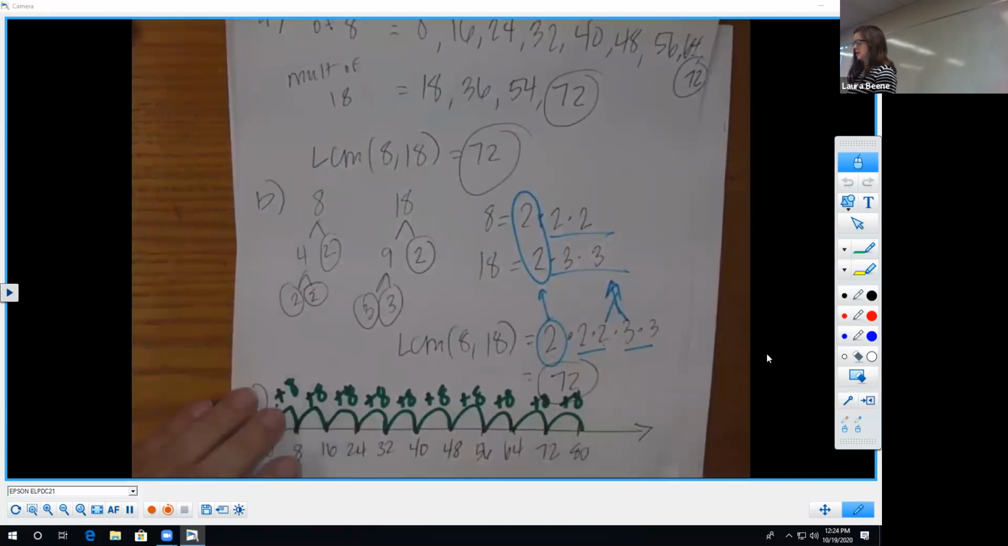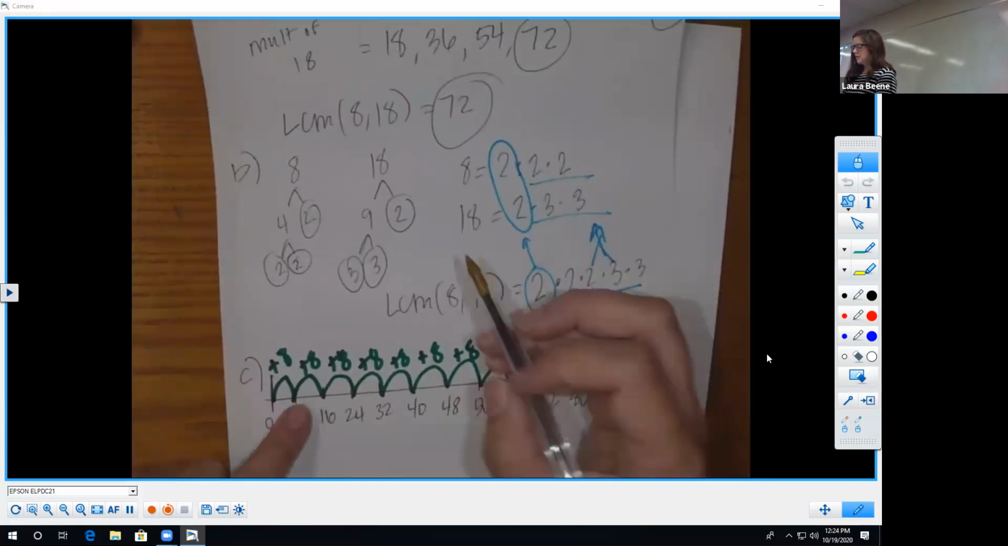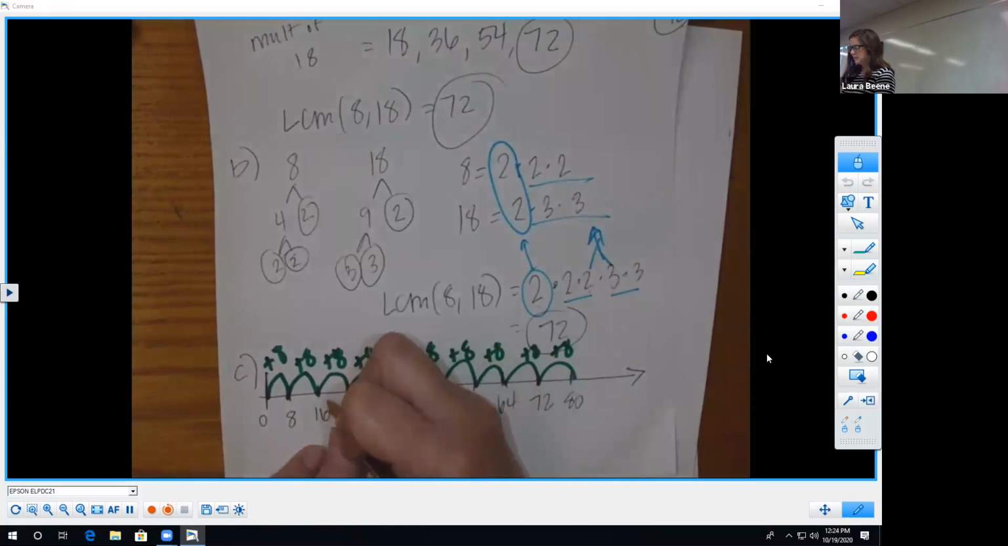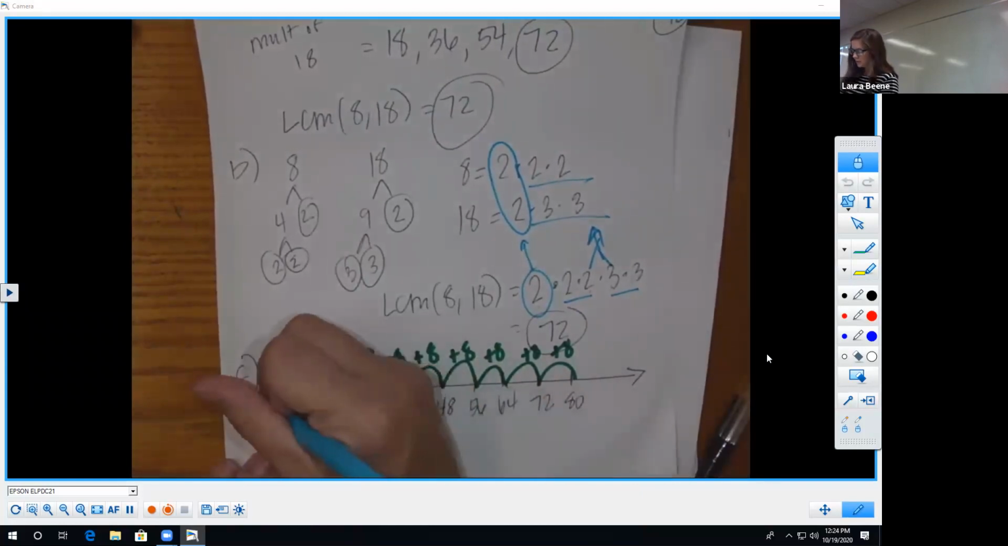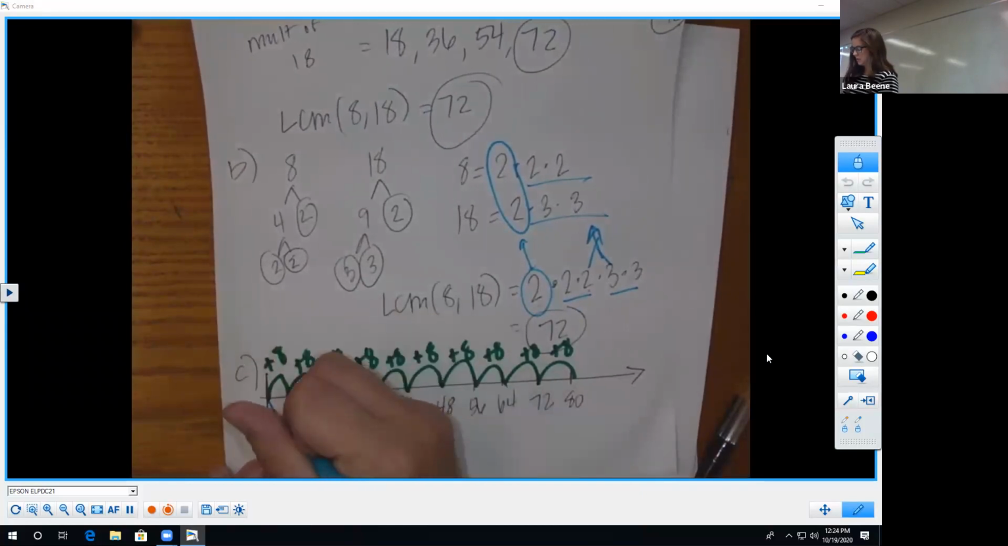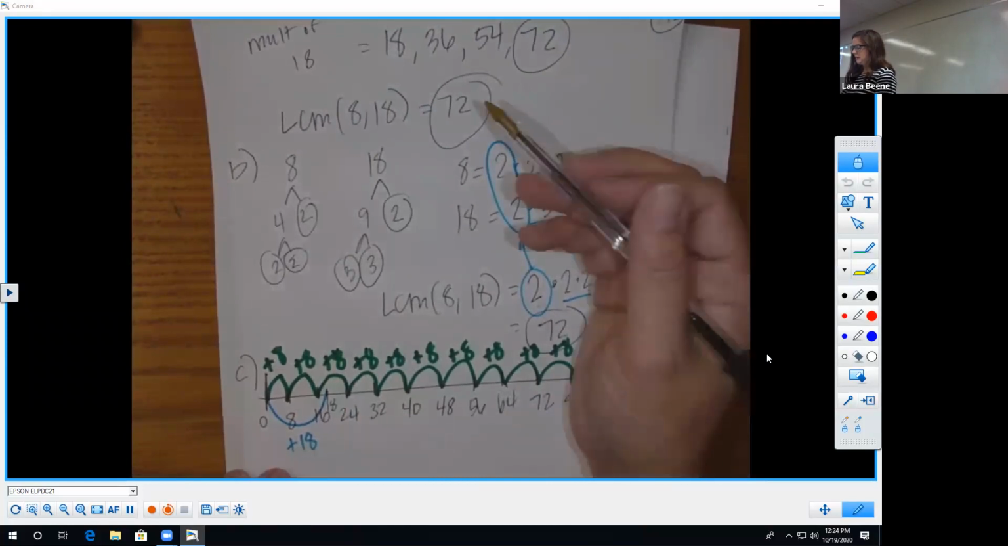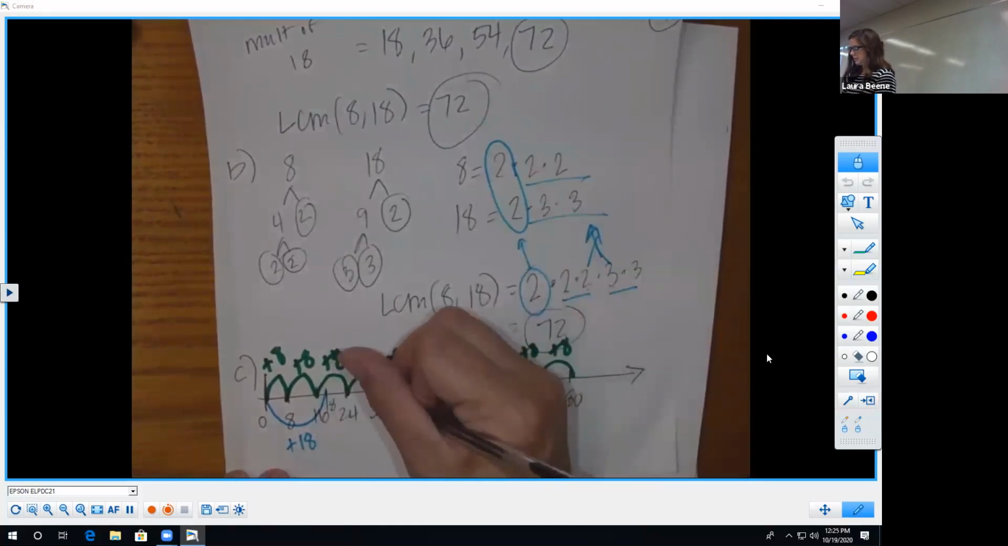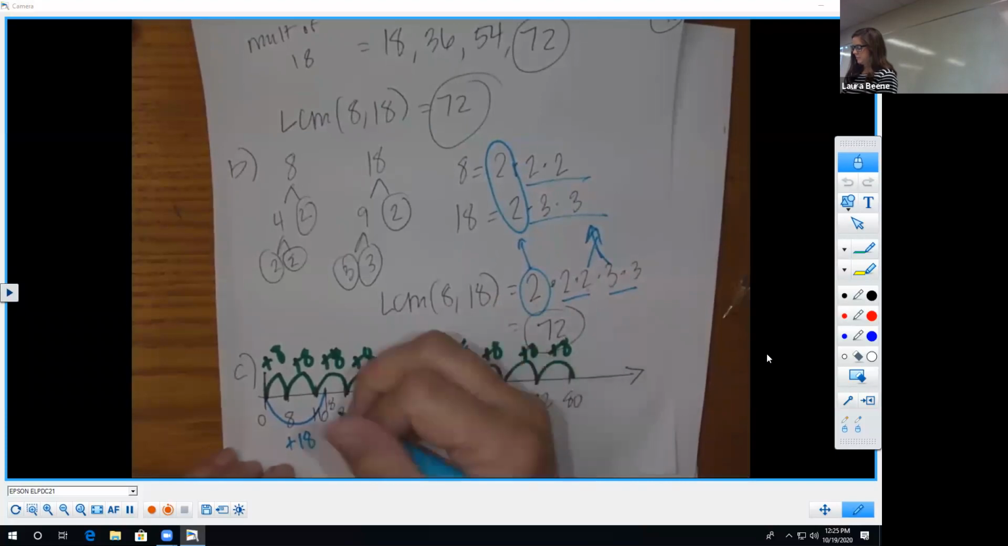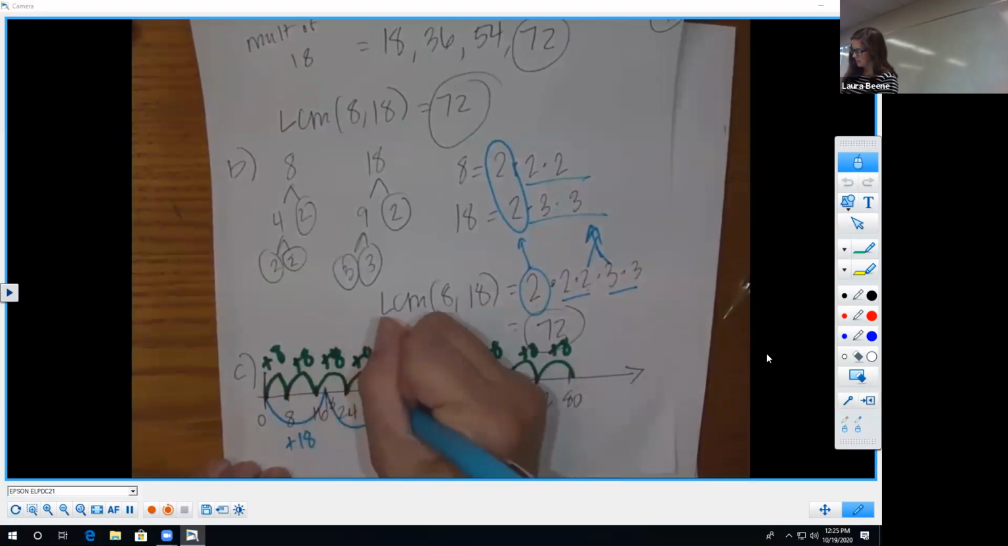I'm going to do the same thing underneath, but I'm going to do multiples of 18. The first multiple of 18 is 18, which is right there. So it's going to bounce to 18 first. The next multiple of 18 is 36. 36 is going to be about right there. So it's going to bounce to 36.